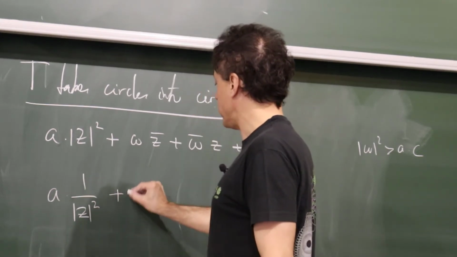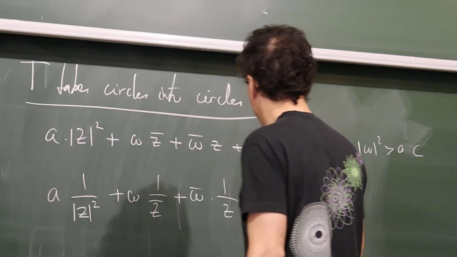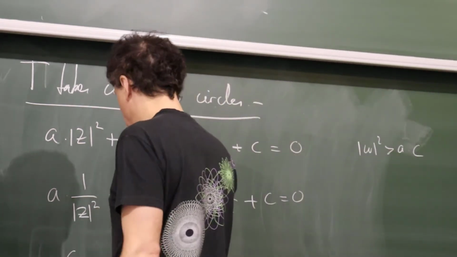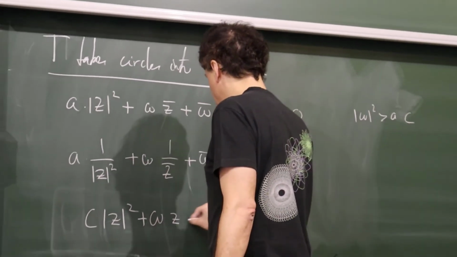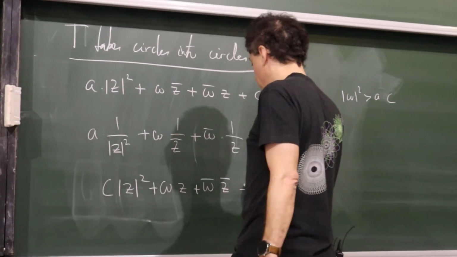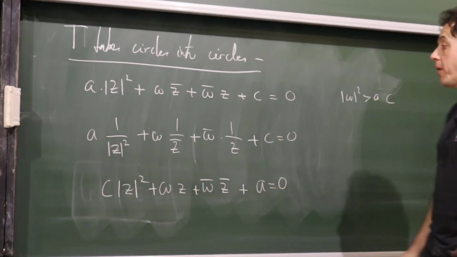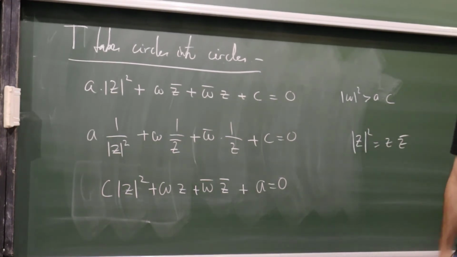this equation. You remove the denominators, so you have here C Z squared plus omega Z plus omega bar Z bar plus A equal to 0. Remember that this is an equality related with complex numbers. Okay, and this is again the equation of a circle.